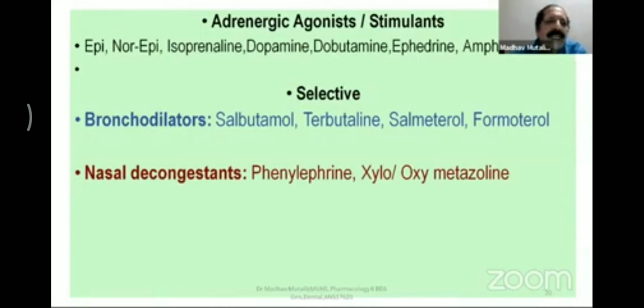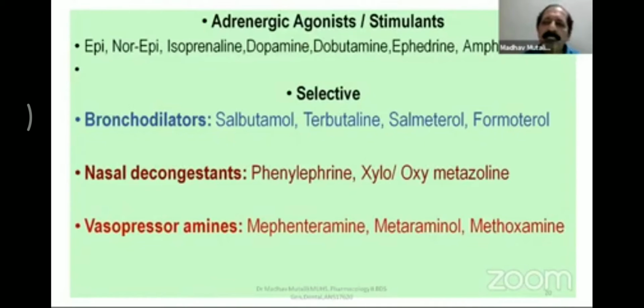The second group is nasal decongestants, which act on alpha receptors, and the alpha receptors in the nasal blood vessels. So there will be constriction of the blood vessel because alpha receptor is stimulant, and this is how there will be a decongestant effect. Phenylephrine and whatever nasal decongestants you commonly use are usually xylometazoline and oxymetazoline.